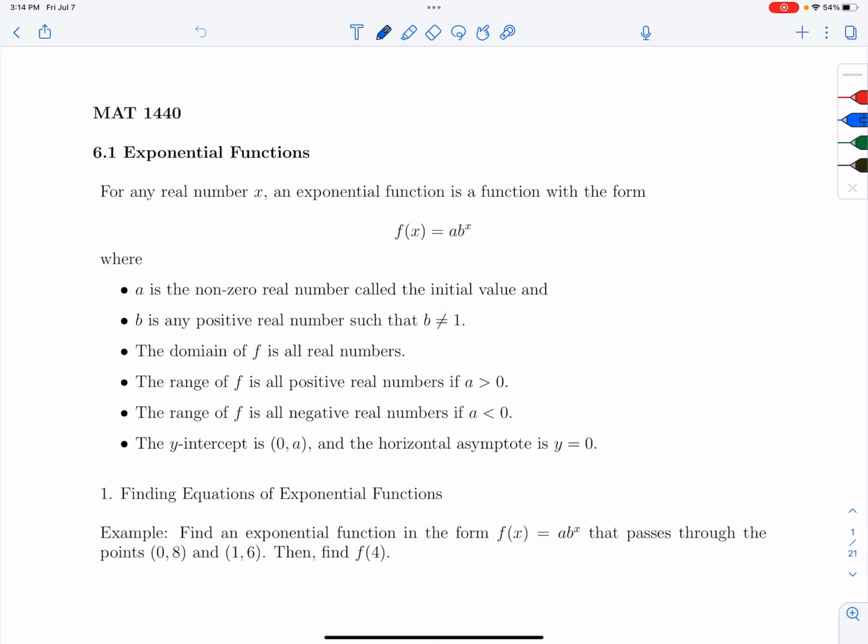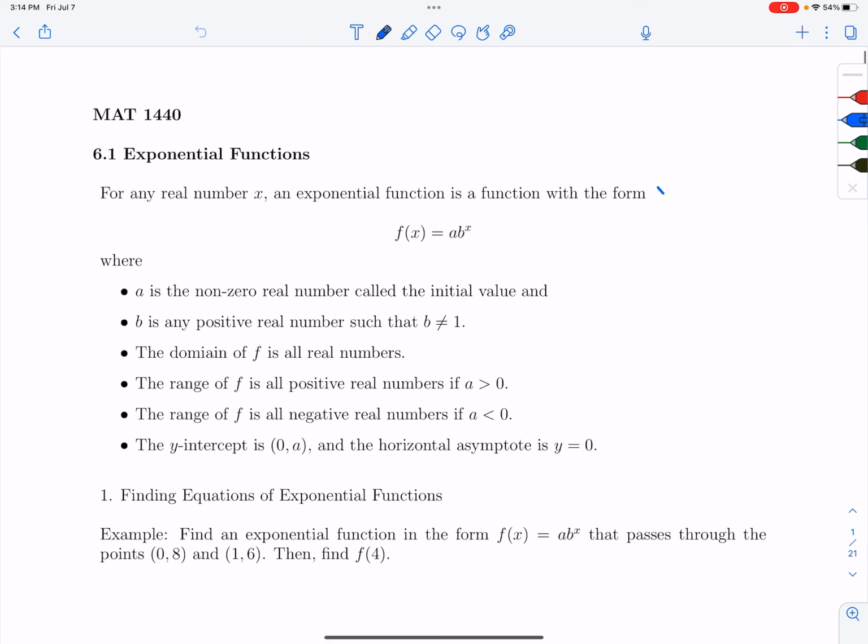In this video, I'm going to be going over some of the basics of exponential functions. So here's a definition of an exponential function. For any real number x, an exponential function is in this form, ab raised to the x power. The key thing to remember about exponential functions is that the input variable, or the independent variable, is in the exponent. Now let's just go through this list.